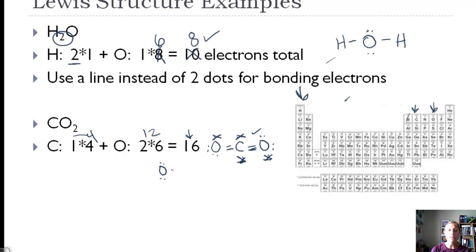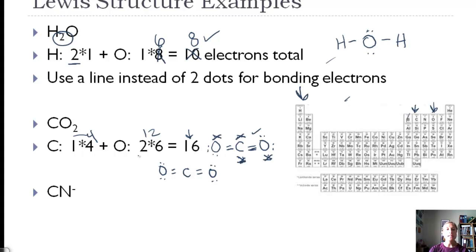Let's just redraw it so it looks a little nicer. And so for carbon, I have 2 double bonds, but that still represents 8 electrons. And for each oxygen, I have a double bond and 2 lone pairs, and so it also has 8.